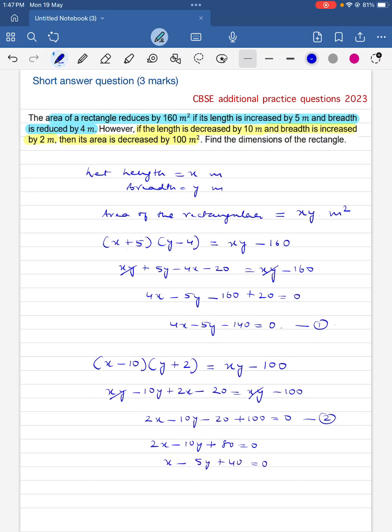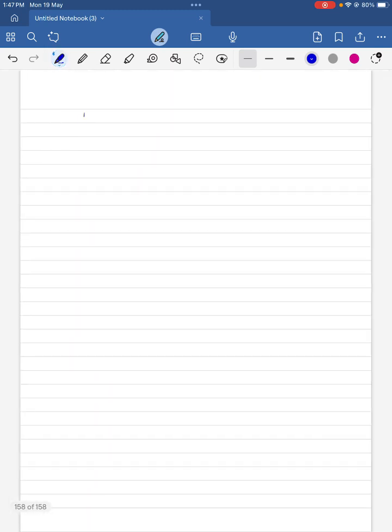Let me find the value of x from the second equation. So x would be equal to minus 40 plus 5y, which I will substitute in the first equation and solve it. Okay, so the first equation was 4x minus 5y equal to 140. And in the place of x, I'm replacing it with minus 40 plus 5y.